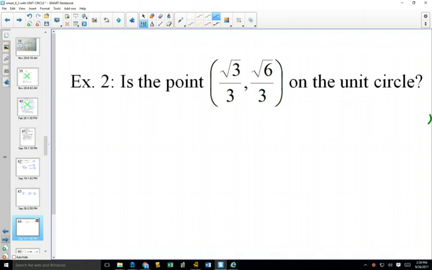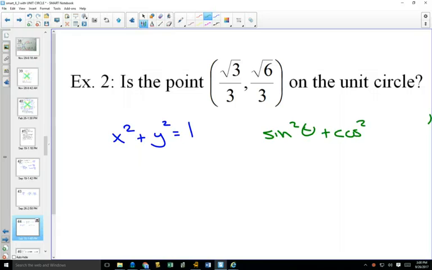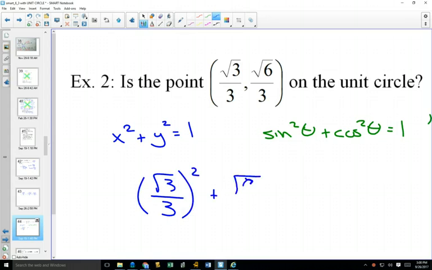Well, one way that you could look at it is if it's on the unit circle, we had the formula for our unit circle was this, which led to the big idea. Do you remember this big idea? That sine squared plus cos squared equals 1. So if that point is on the unit circle, then this has to be true. So we can check what happens when we take root 3 over 3 and square it and add it to root 6 over 3 and square it. What do we get?